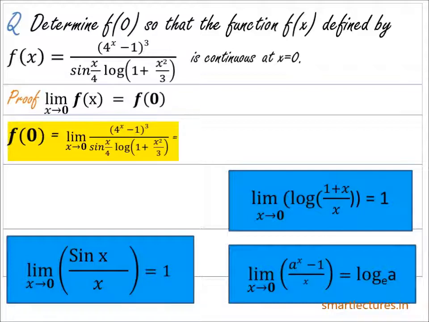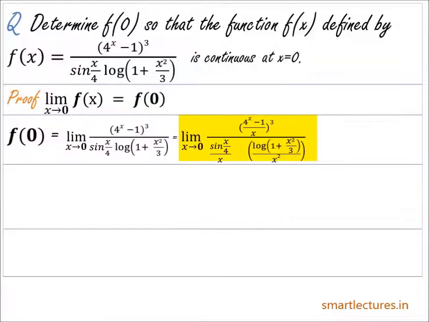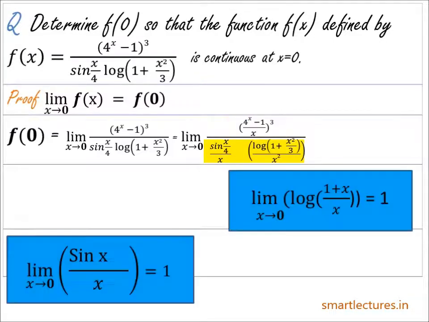So now our equation becomes limit x approaches 0 of ((4 to the power x minus 1) upon x) whole cube divided by (sin(x/4) upon x) into (log of (1 plus x square upon 3) divided by x square). And now the numerator is in the exact form of limit x approaches 0 of (a to the power x minus 1) upon x. Now the limit of the numerator can be calculated quite easily, but for the denominator we shall still have to use some more tricks.